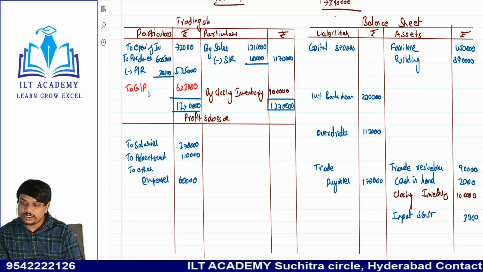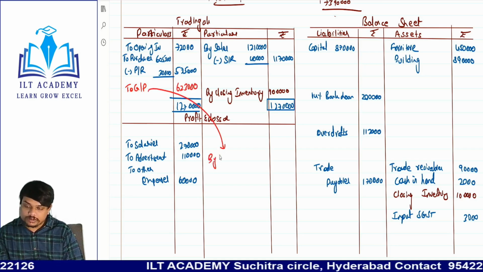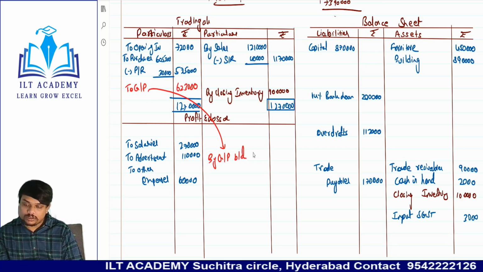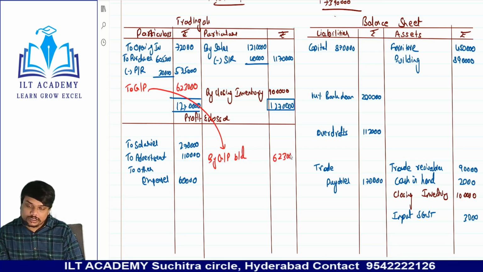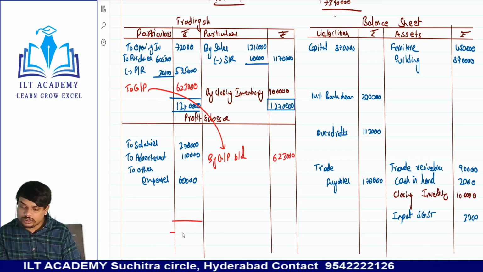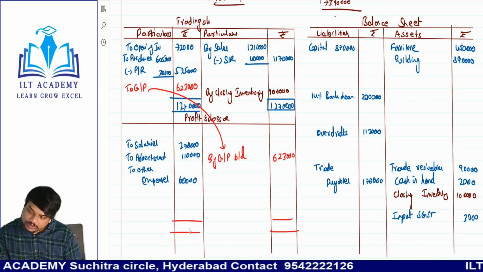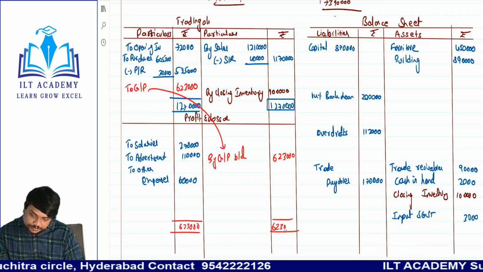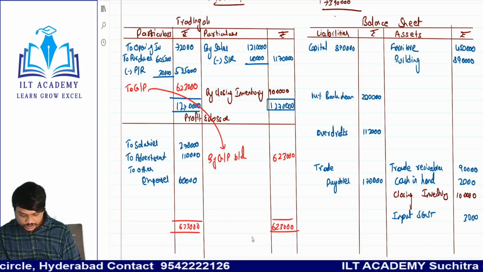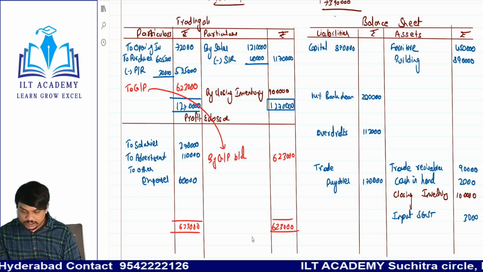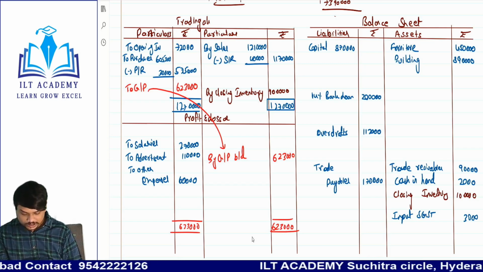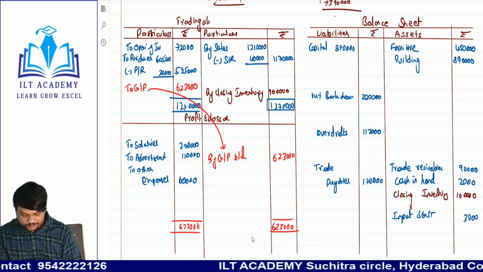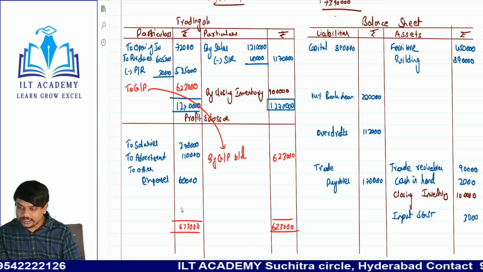6,23,000. This GP will be coming over here. My gross profit got down: 6,23,000. Now for the net profit situation: 6,23,000 minus 2,70,000 minus 1,10,000 minus 60,000 gives 1,83,000.